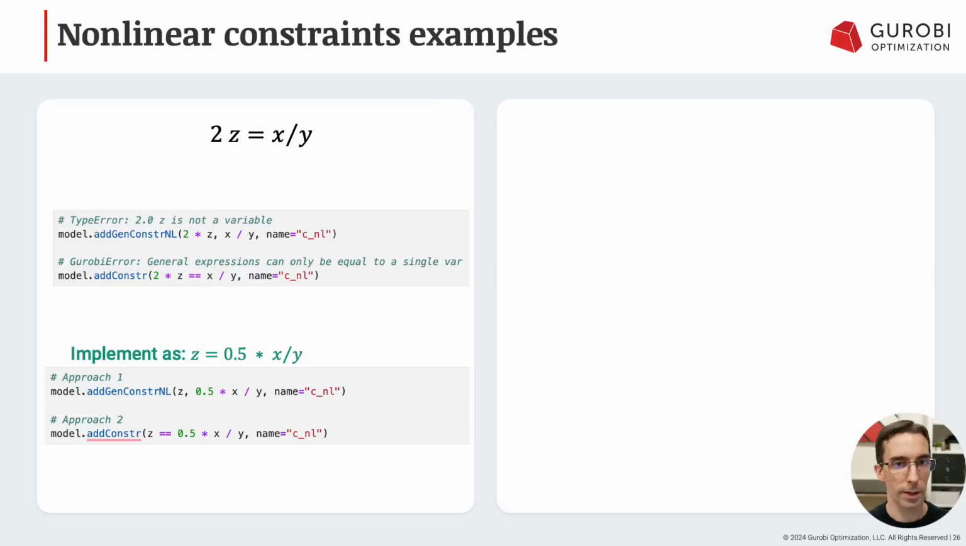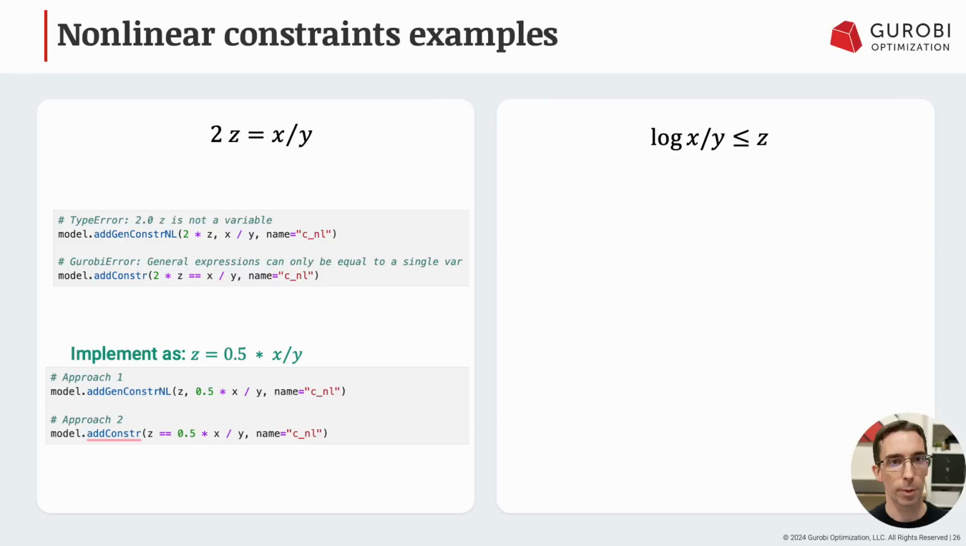The correct way to implement this constraint would be to rewrite it as z is equal to 0.5 times x over y, with either method. In this case, we see that the resultant variable is a single variable z and is set equal to a nonlinear expression, and this will work just fine. Again, we can use add gen constraint NL, or we can use the overloaded add constraint method.